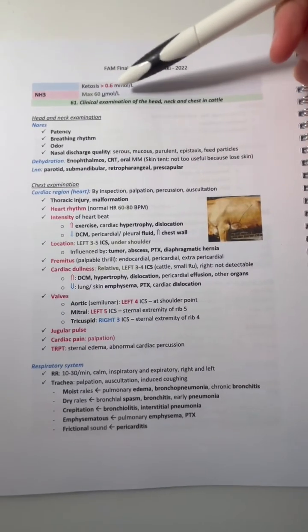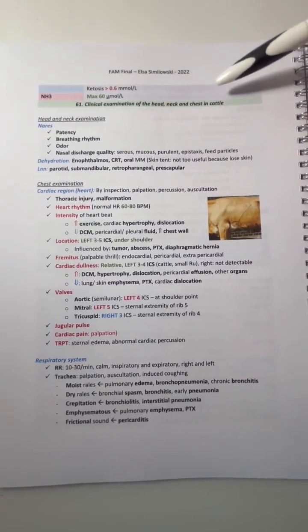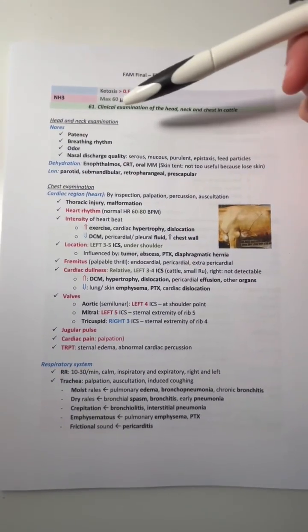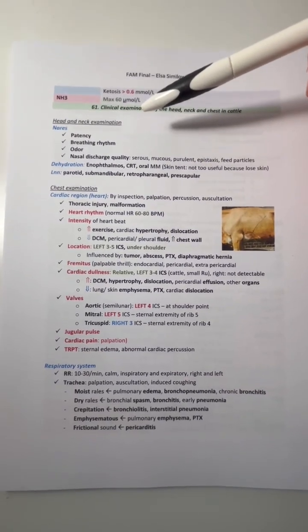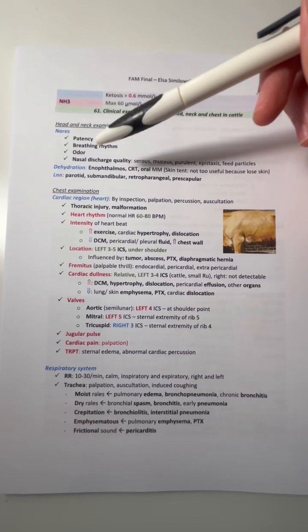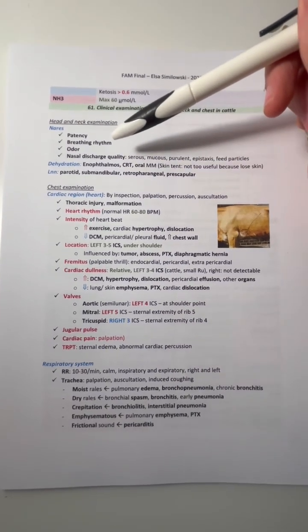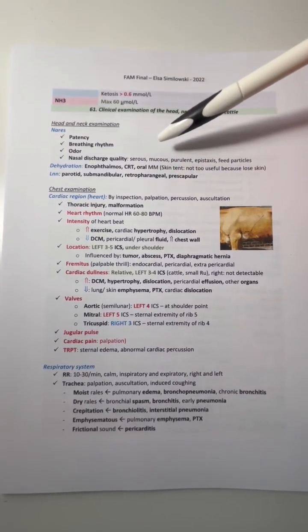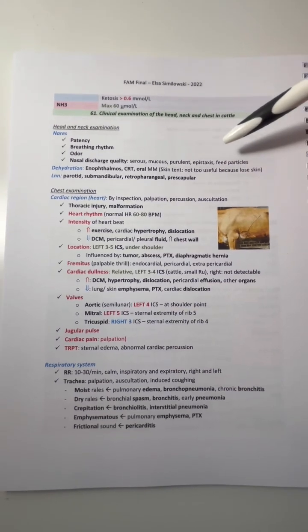The clinical examination of the head, neck and chest in cattle. So for the head examination, look at the nares. Check the patency, the breathing rhythm and the odour, and see the nasal discharge quality. See if it's serous, mucus, purulent, epistaxis or has feed particles.